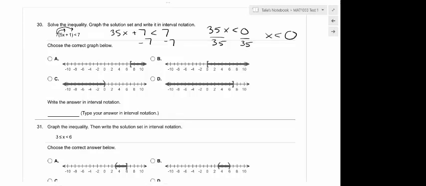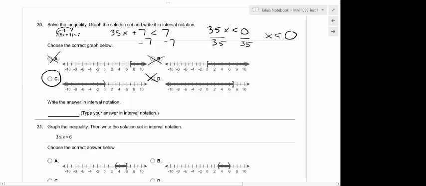So which graph would that be? A, B, C, or D? C. It would be C. Good. Certainly it needs to be at 0 and not at 7. So you can eliminate A and D for that reason. And then it's going to be a parenthesis because it's not equaling 0. Also, you're shading to the left. So for both of those reasons, it is C and not B.